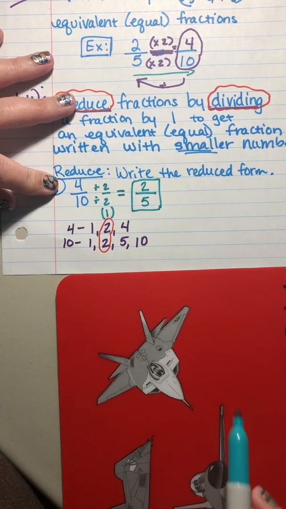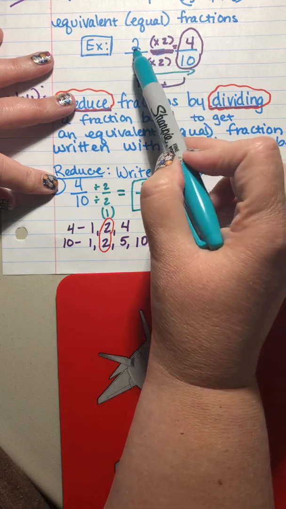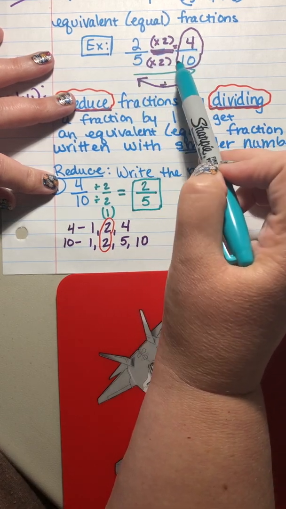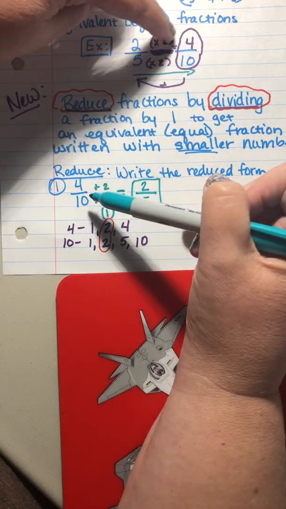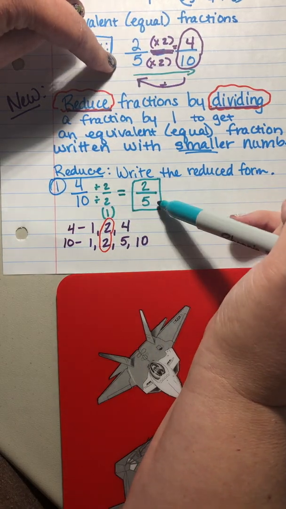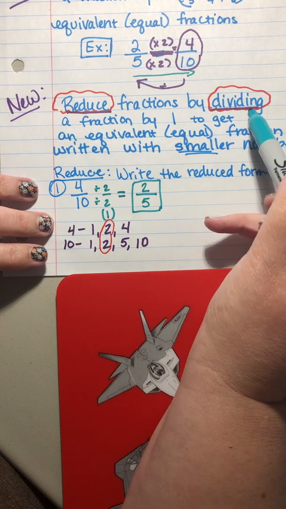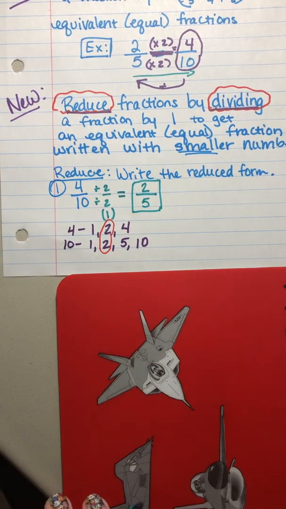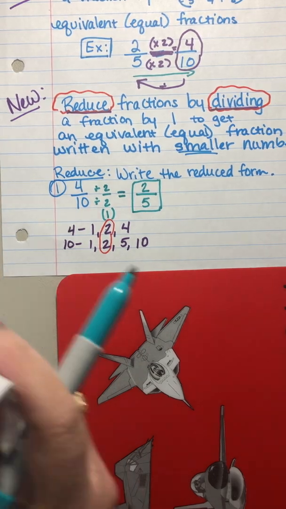Okay, so whereas up here I was multiplying to get to that equivalent fraction, now I'm going backwards and dividing. 4 divided by 2 is 2. 10 divided by 2 is 5. Opposites. Reducing by dividing. Okay, let's look at some other examples.